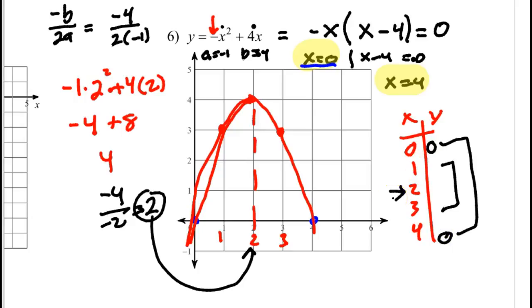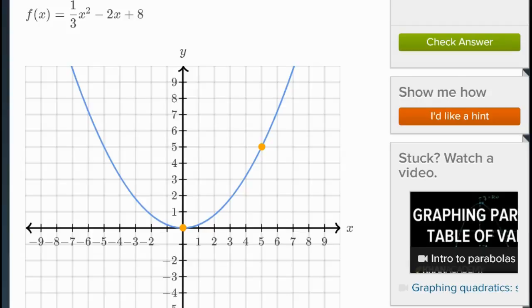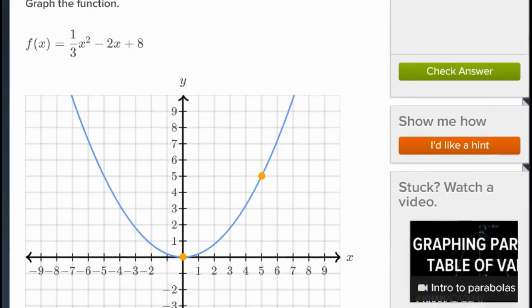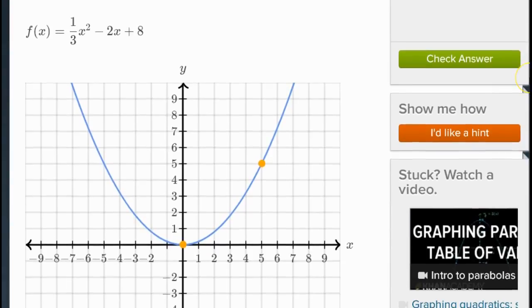So today's homework, or assignment, is going to be on Khan Academy. What we need to do is find the vertex and then use the y-intercept. This is really just practice, not really using t-charts, but doing the vertex and the y-intercept. Okay, so let's go through one.